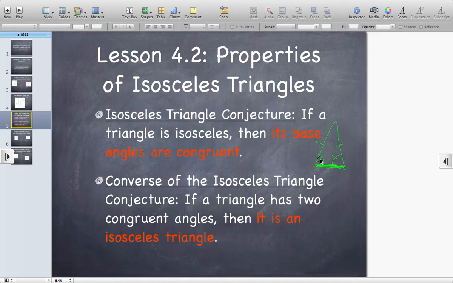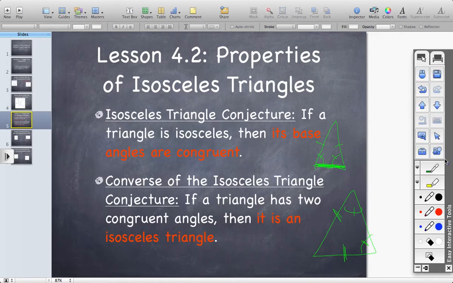Then the converse is, if a triangle has two congruent angles, then it is an isosceles triangle. A number of you wrote on your paper that if a triangle has two congruent angles, then it also has two congruent sides. Yes, that's true, but what are those two sides? That's simplified even further just to say that it's an isosceles triangle. So that's the proper wording that we were looking at. If I have a triangle and I know that two angles are congruent, that means the opposite sides are congruent, so it is an isosceles triangle.